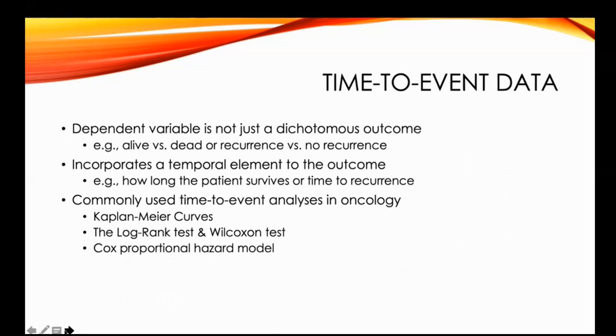So survival analysis uses time to event data. With time to event data and survival analyses, the dependent variable is not just a dichotomous outcome. So we're not just looking at whether a subject is alive or dead, or whether there's been a recurrence or no recurrence. Time to event data and survival analyses incorporate a temporal element to the outcome. And therefore, these types of analyses look at how long a subject survives, or time to recurrence. The commonly used time to event analyses in oncology are Kaplan-Meier curves, the log rank test, and I'll also talk briefly about the Wilcoxon test, and the Cox proportional hazards model.